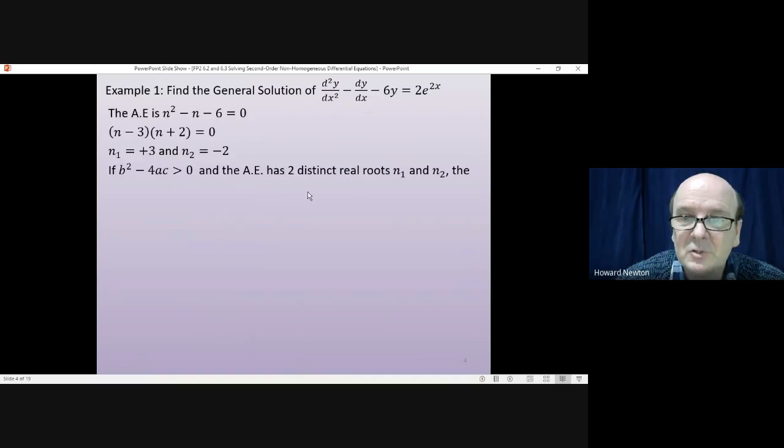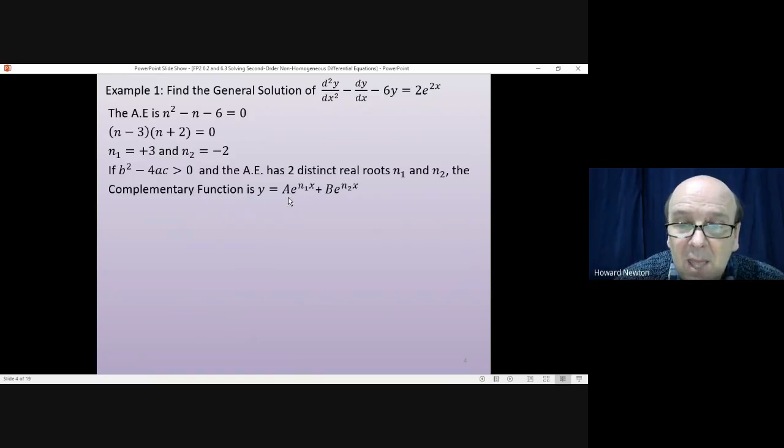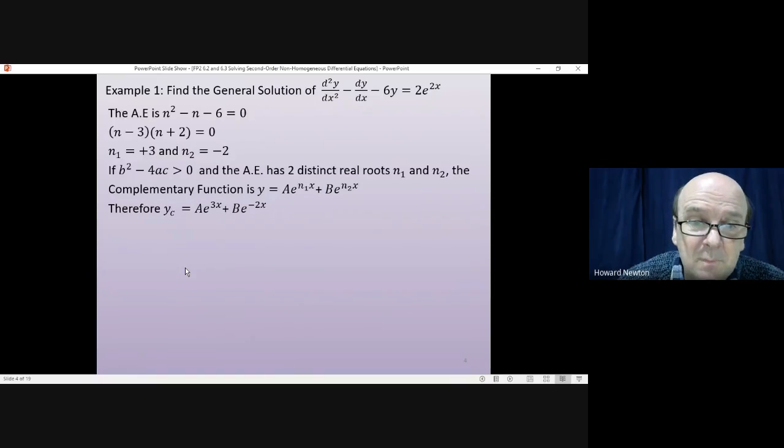The auxiliary equation's got two distinct real roots, which means this will be the general form of the complementary function, Ae^(n1 x) plus Be^(n2 x). Substituting in these two values, 3 and minus 2, that gives us the complementary function, Ae^(3x) plus Be^(-2x).